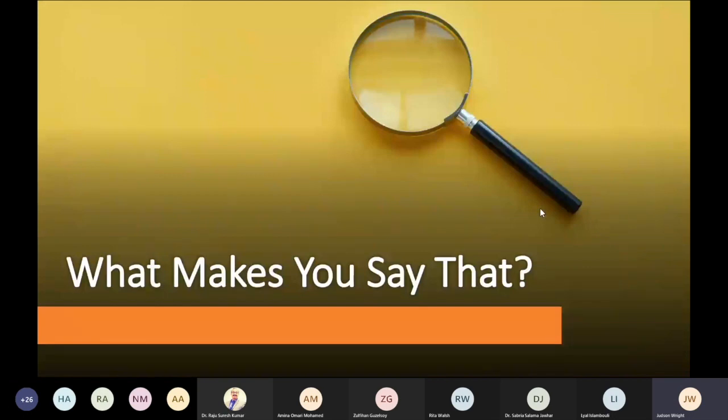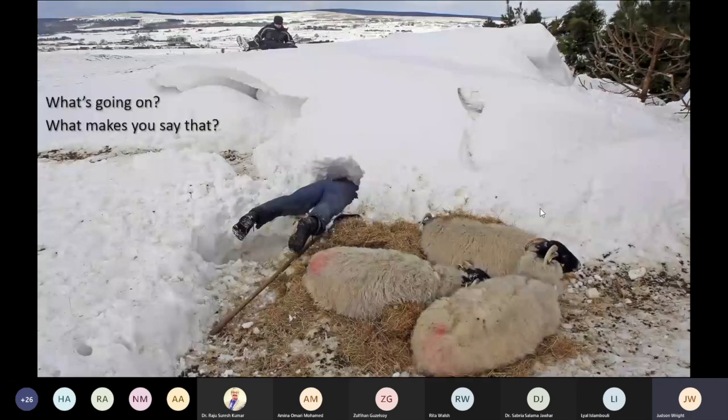The next routine that I want to introduce early, because it's a very easy routine, and I tend to use it in lots of my other routines and other exercises as well, is a very simple question of what makes you say that. So if you are into an activity, for example, here, I have a moment where here's a picture, and I simply am going to ask, what is going on in this picture? And then what makes you say that?